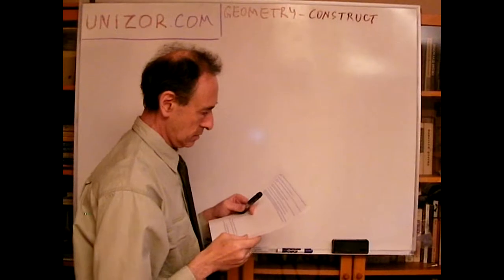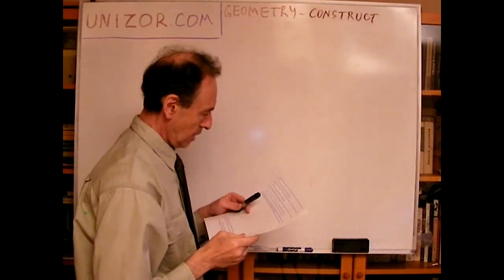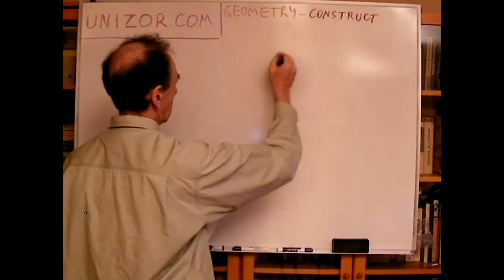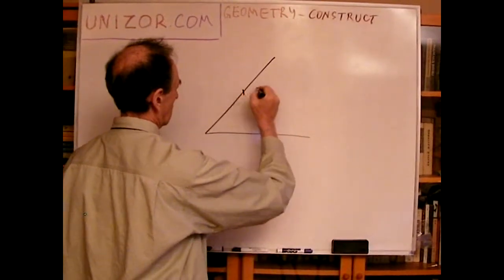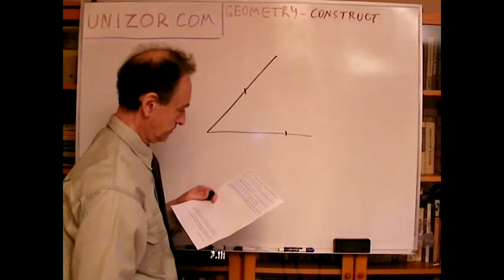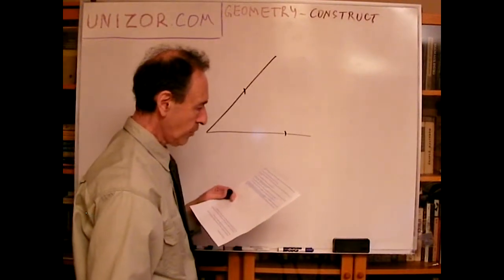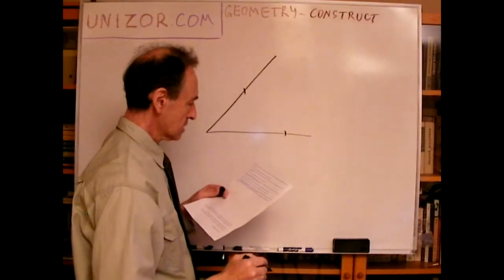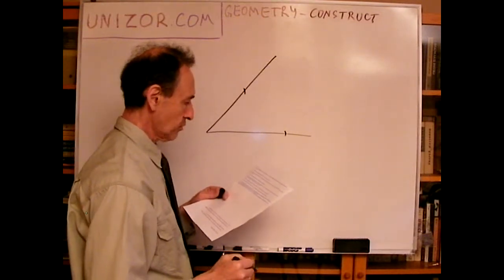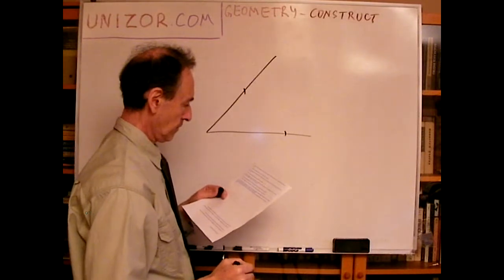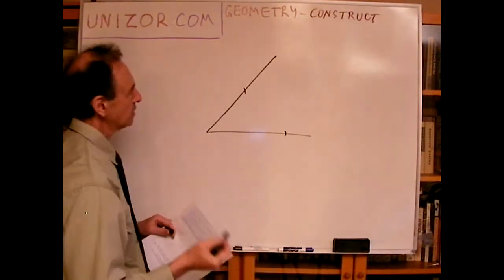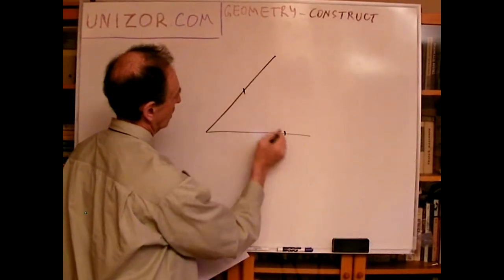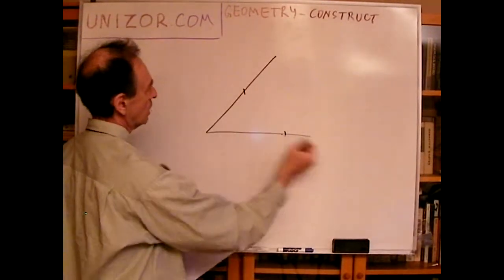Okay, and this is my last one. Given an angle and two points, one on each side of the angle. Construct a point equidistant from both sides of an angle, and at the same time equidistant from two given points on the angle. Okay. So we need a point which is equidistant from these two points and equidistant from these two lines.